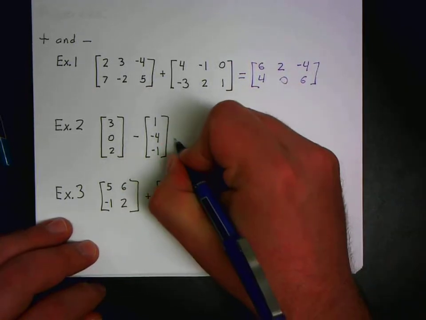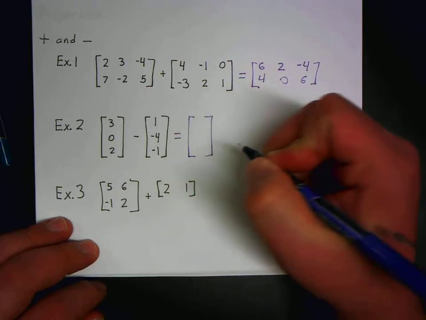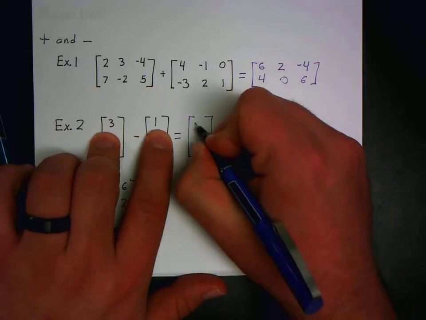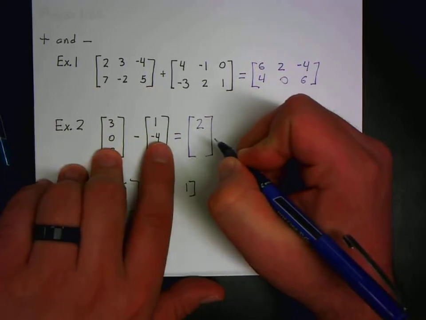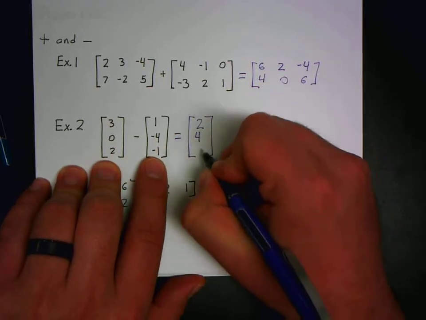So subtraction works the same way. So I take numbers in the same location and I subtract them. So I take the 3 and the 1 and I subtract them. 0 minus -4 and 2 minus -1.